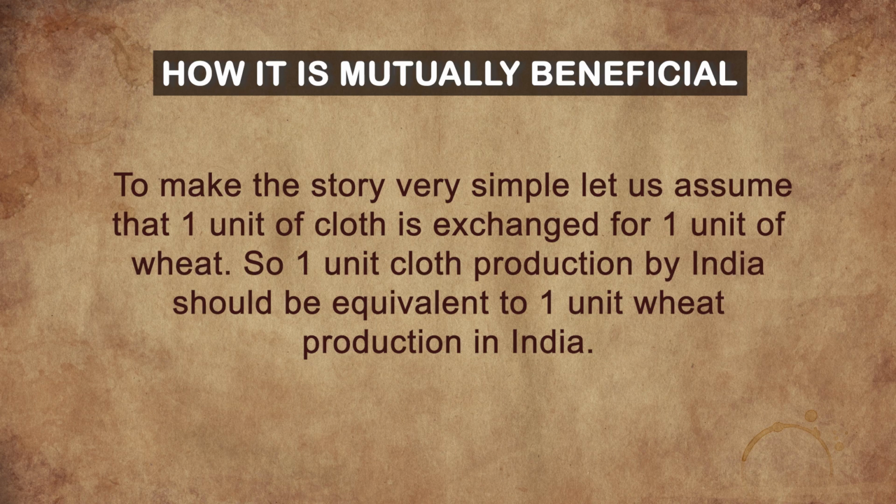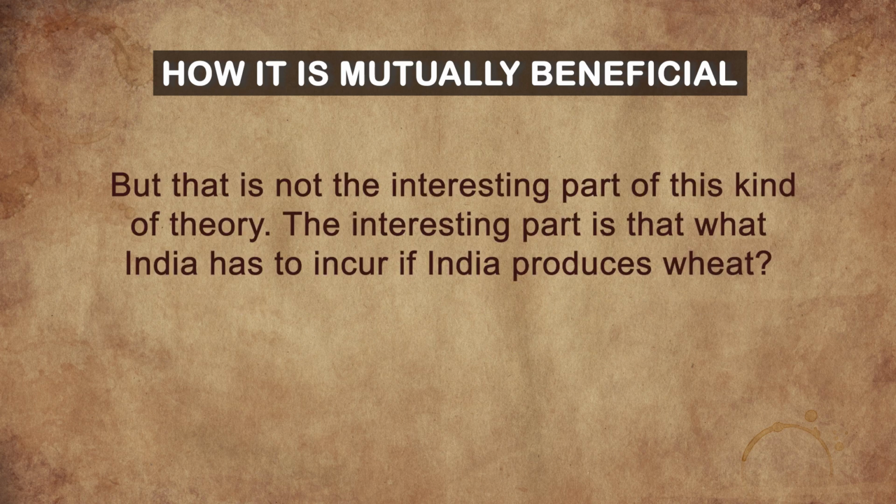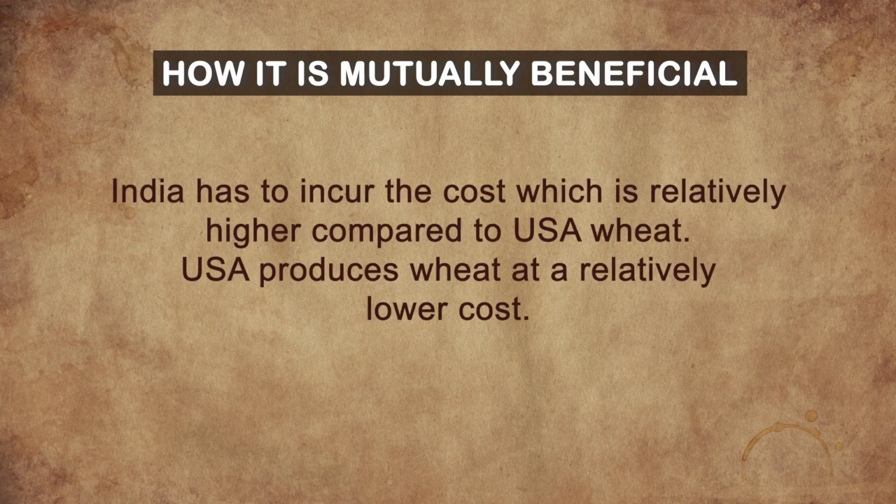So 1 unit cloth production by India should be equivalent to 1 unit wheat production in India. But that's not the interesting part of this kind of theory. The interesting part is what India has to incur if India produces wheat. India has to incur the cost which is relatively higher compared to USA's wheat. USA produces wheat at a relatively lower cost.